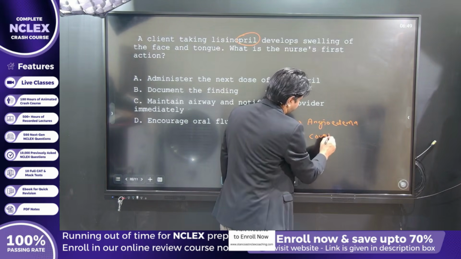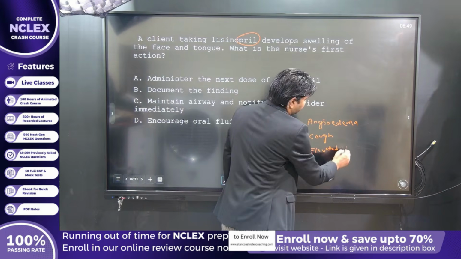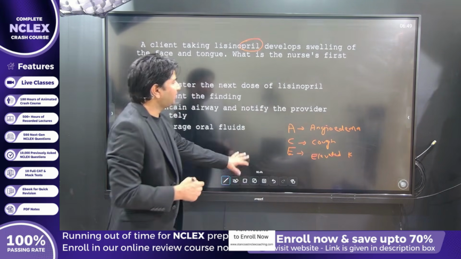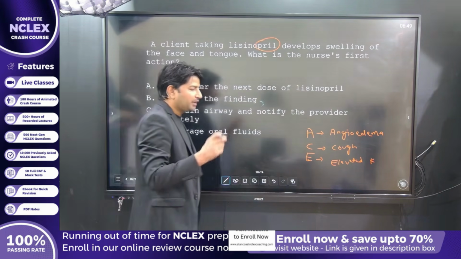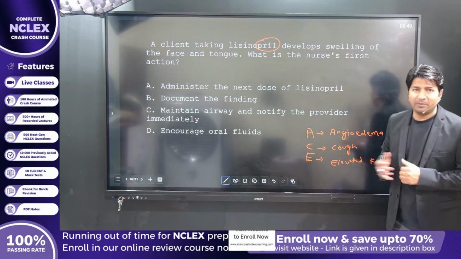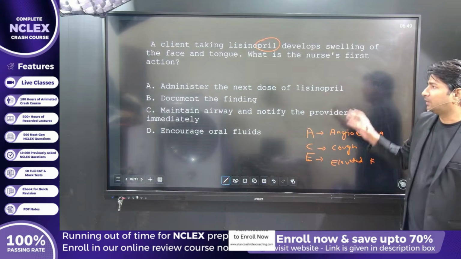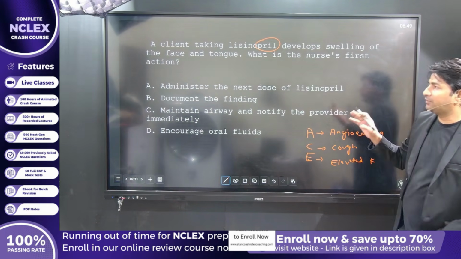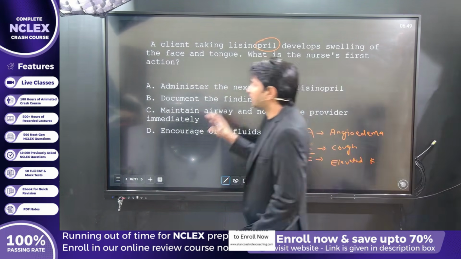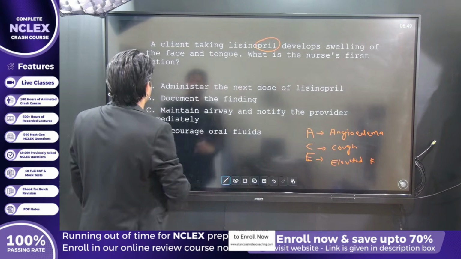C is cough, and E is elevated potassium. So angioedema means edema due to increased capillary permeability, which can lead to airway obstruction. So whenever you see that, you have to immediately withhold the medication and inform the doctor. So what is the nurse's first action?